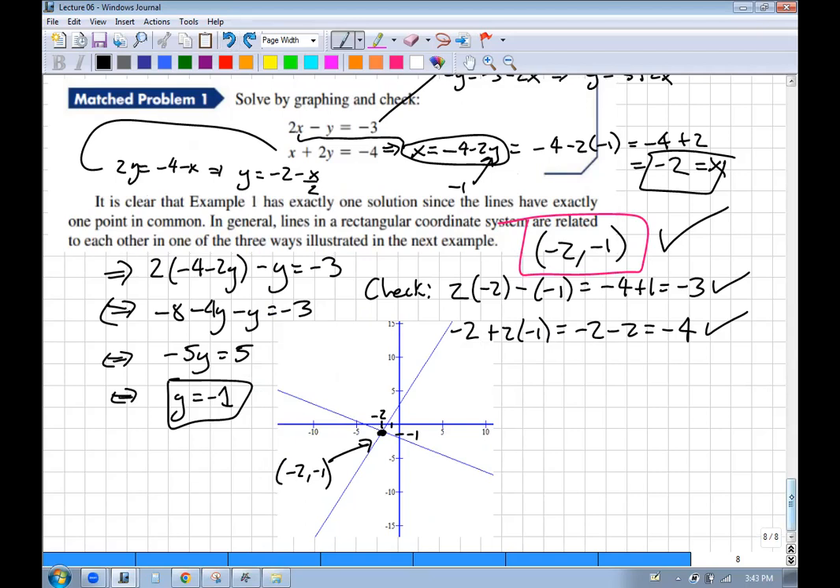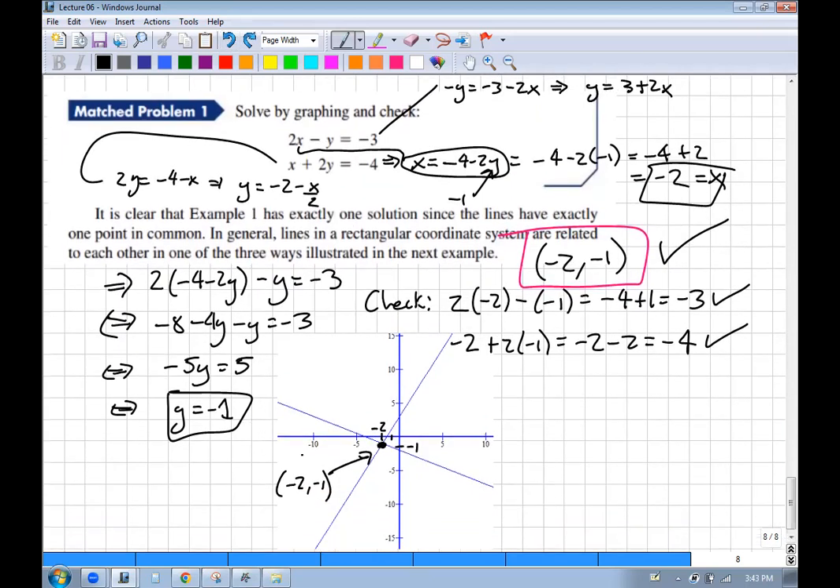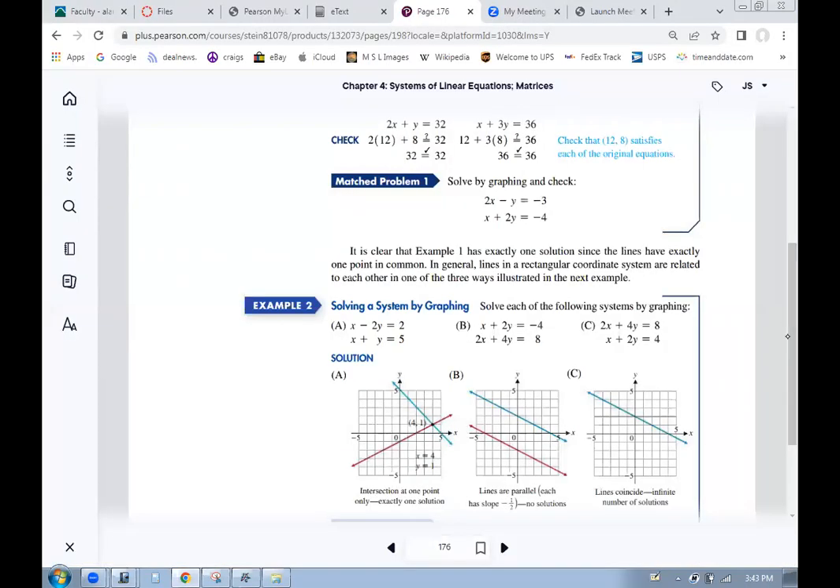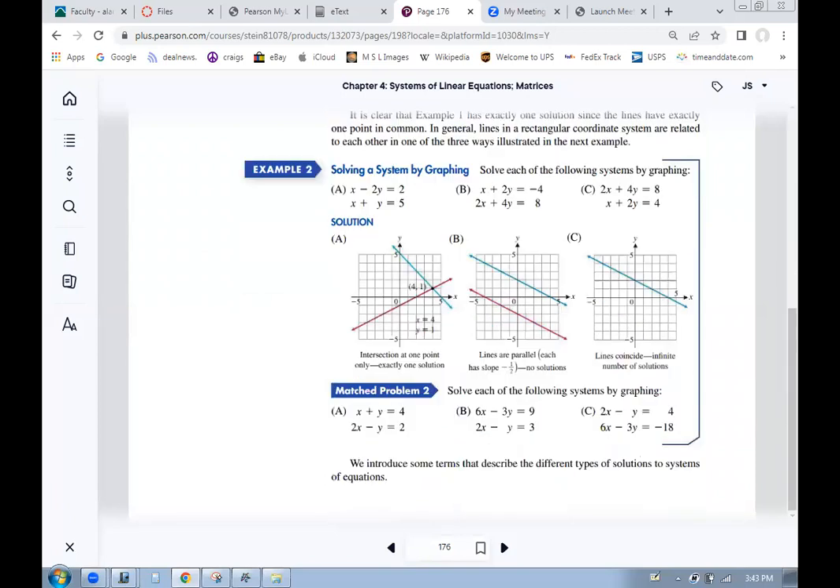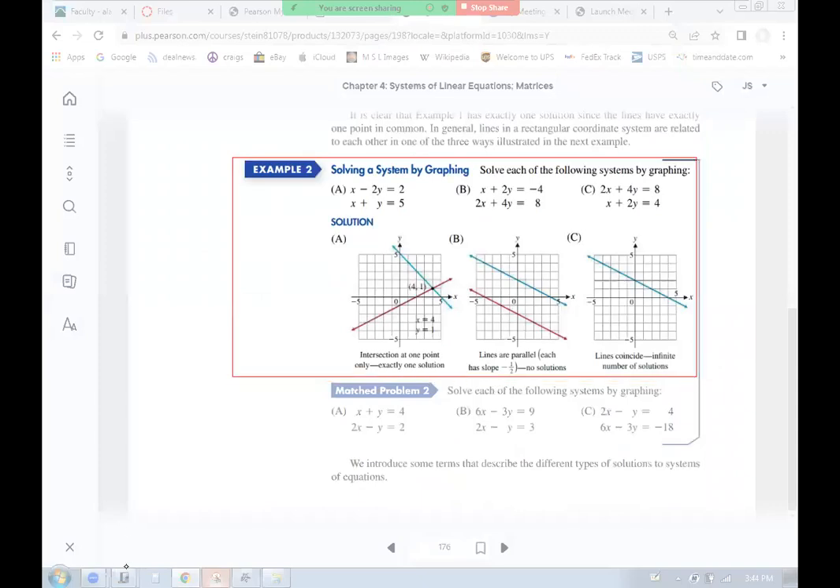Okay. Any questions? So that one was also done by substitution. We checked our work by graphing. Okay. Example 2, I guess this one they're just going to graph.